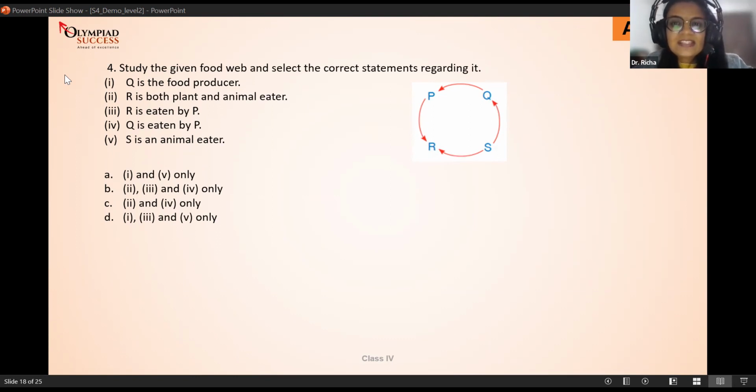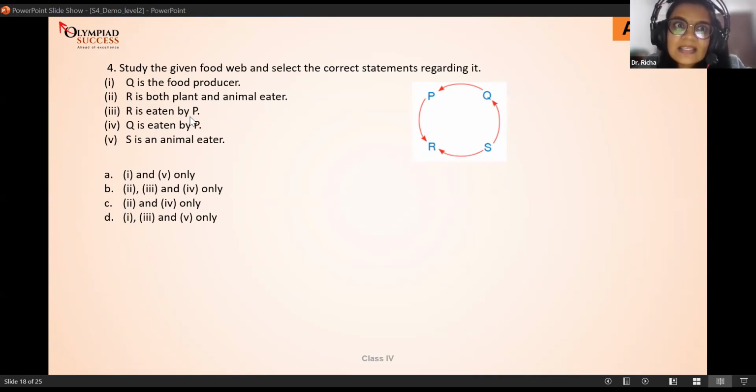Yes, it is C. Why? Because Q is a food producer. If it is a food producer, then it should be a plant. Do plants eat other animals? No. We are not talking about insectivorous plants here. Please, we are talking about regular plants here. R is both a plant and animal eater. Yes, R is eating P as well as S.